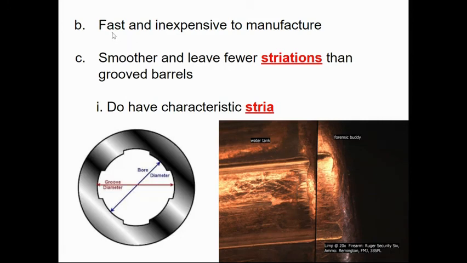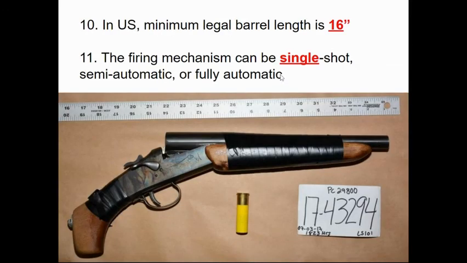Generally, why do they use polygonal rifling? It's fast and inexpensive to manufacture. One of the consequences is it's smoother and leaves fewer marks, but they do have characteristic striping patterns that they leave on the bullet. Those are called stria. We'll talk about that more at a later time.